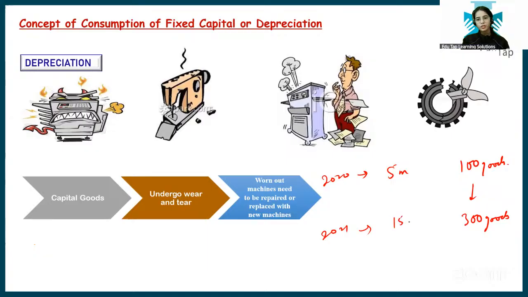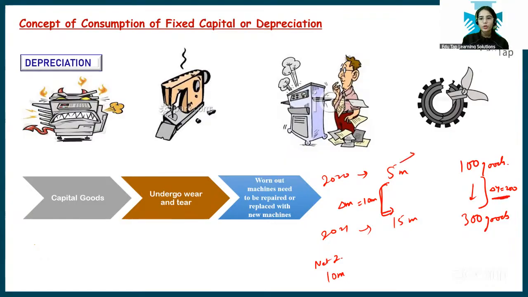Yes. In 2021 you require 15 machines to produce 300 goods. So to increase the output by 200, how many machines have increased? How many new machines are coming up? 10 machines. So what is the net investment? New investment to increase the level of output. So that is 10 machines, the new machines to increase the level of output.